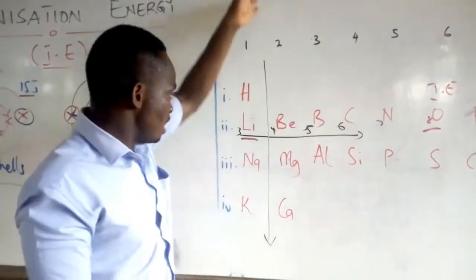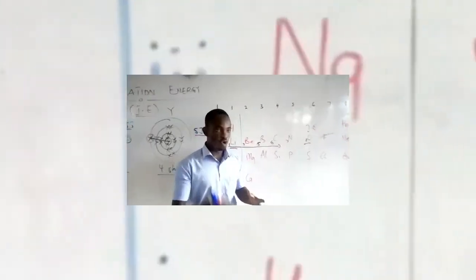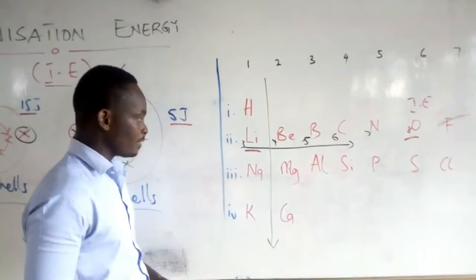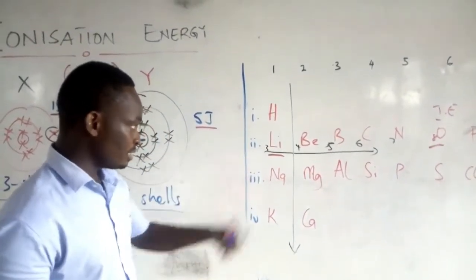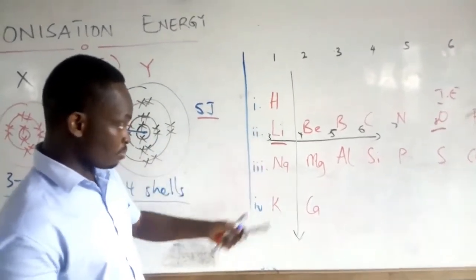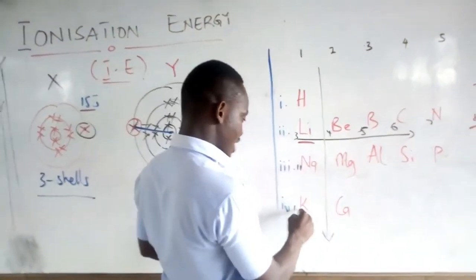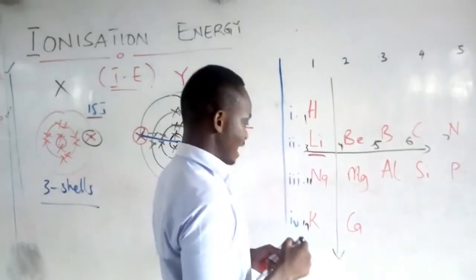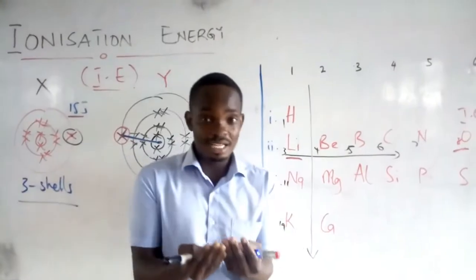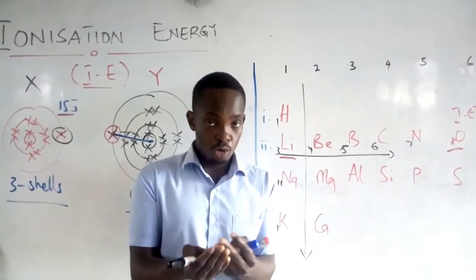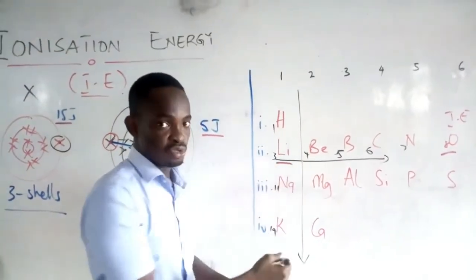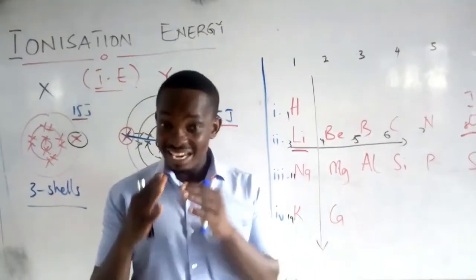Great. Then let's go down the group. We are taking group 1: hydrogen, lithium, sodium, potassium. So let me help you out with the atomic numbers. Now, down the group, there is an increase in atomic size due to the number of shells. Okay, so 1 shell, 2 shells, 3 shells, 4 shells. So due to the number of shells, there is an increase in atomic size.